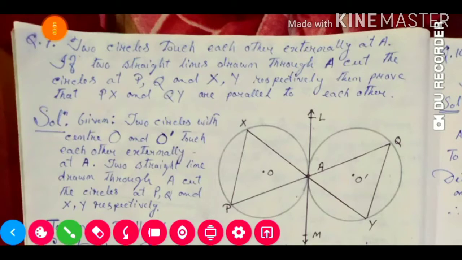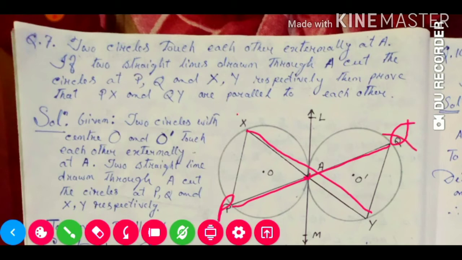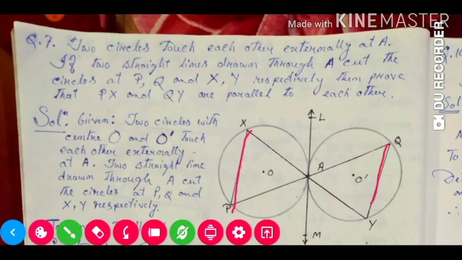Question number 7. Two circles touch each other externally at A; this touching point is A. If two straight lines are drawn through A, this one straight line and another straight line, they cut the circles at P, Q and X, Y respectively. Prove that this line PX is parallel to QY.